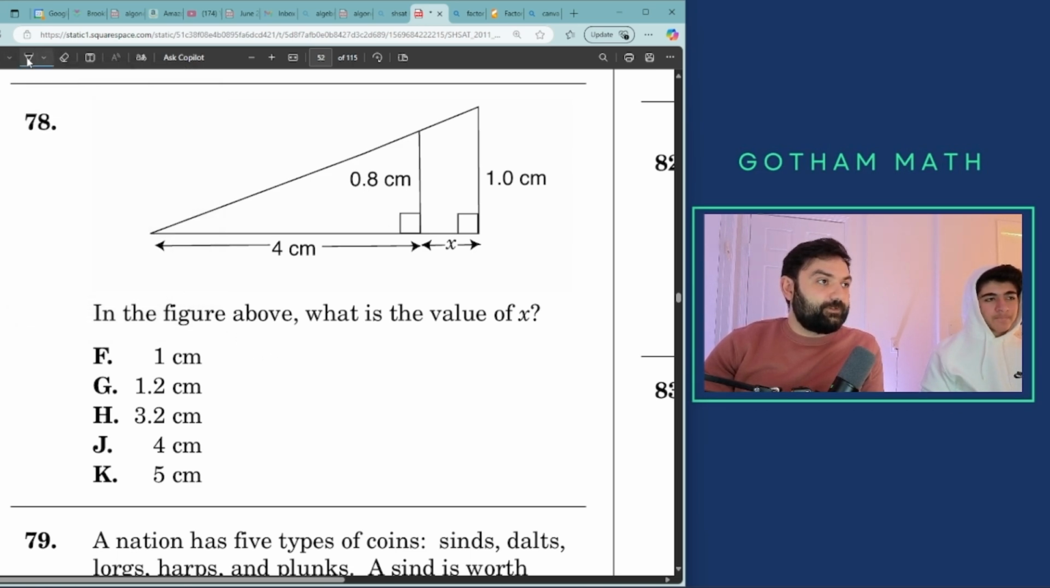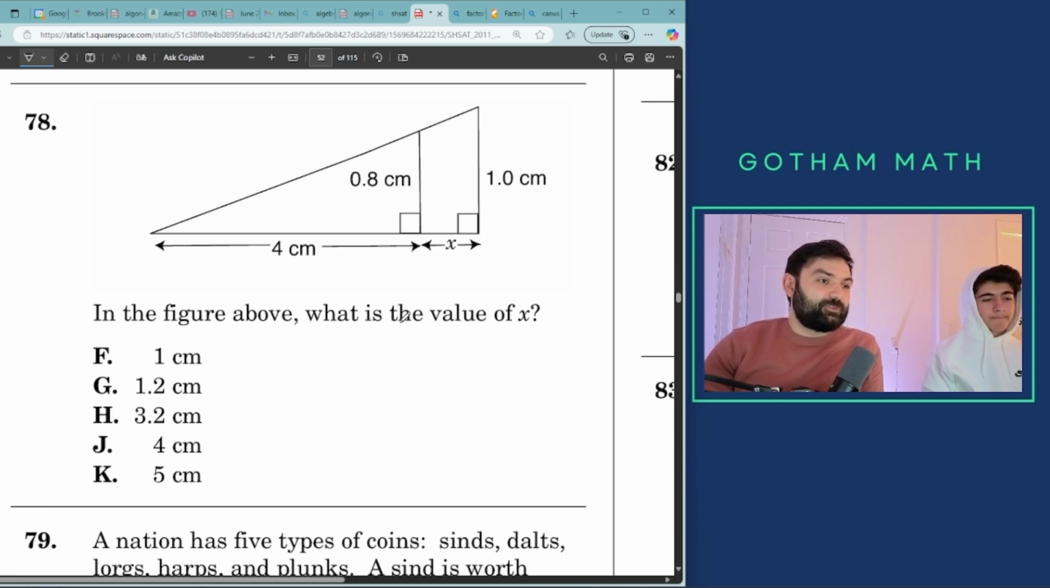So what do we have here? In the figure above, what is the value of x? That's it, right? So we have to find this. All right, so how do we do it? Did you have any idea? I found the full square, I made it into a rectangle. There is a way to do it. We actually use that right now in geometry class.